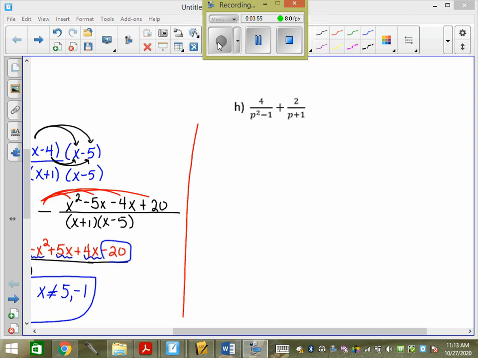Then if I look at the bottom of it, I have p squared minus 1 and a p plus 1. So it's a binomial times a binomial. So what people will do often is they'll go to the test and they'll write p plus 1 on the left and they'll put p squared minus 1 on the right, because we're just so used to multiplying them by each other. But what is p squared minus 1?